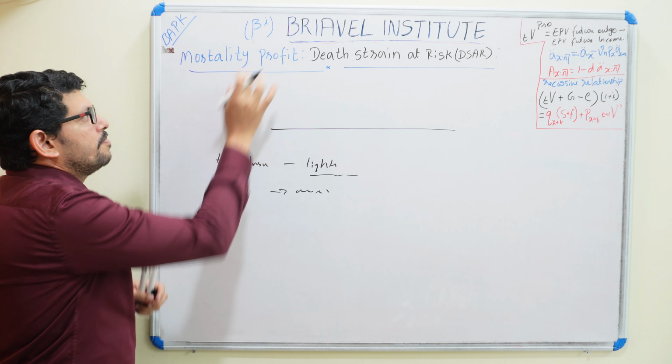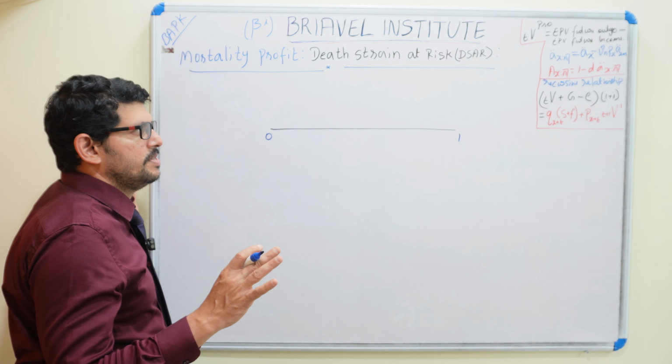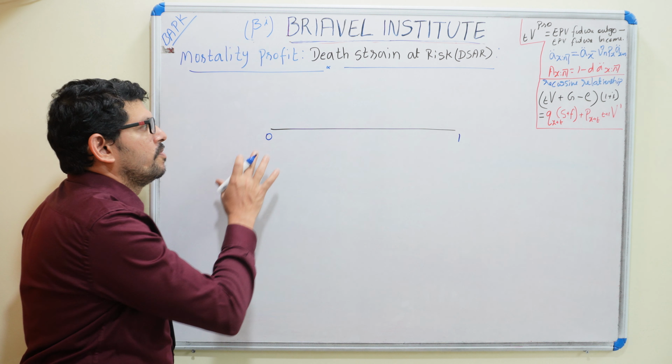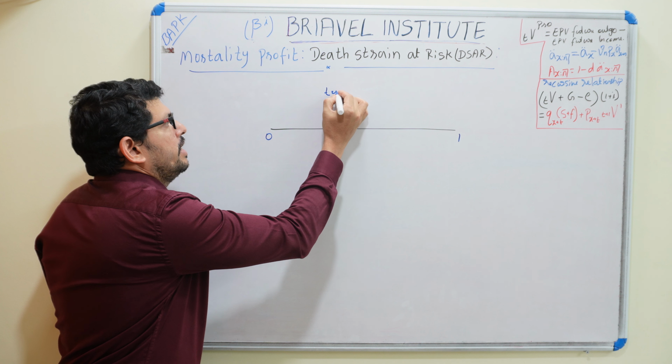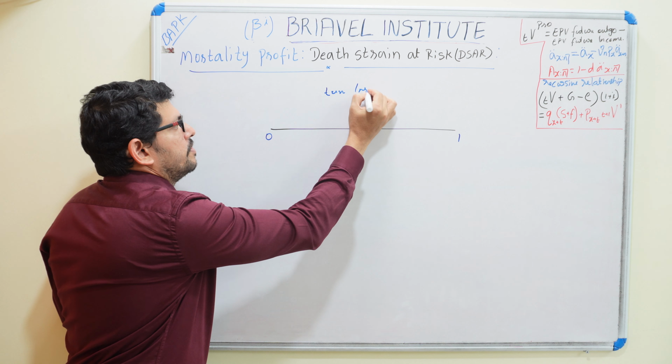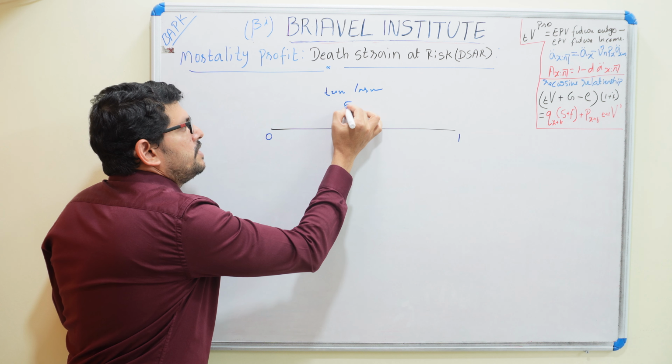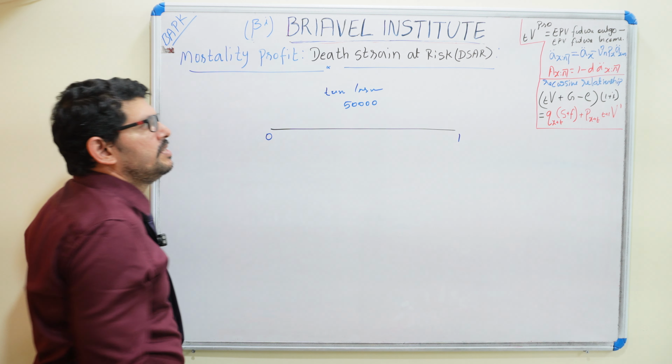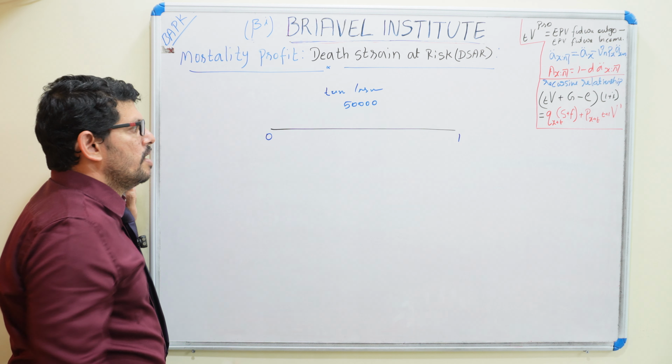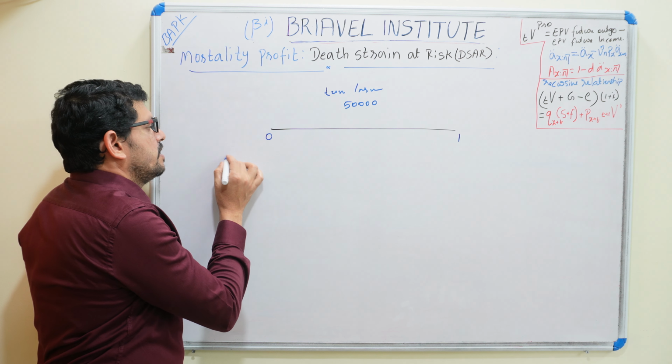For example, take a term assurance. A 1 year term assurance is issued, many policies for 1 year term assurance. My sum assured is 50,000. My expected deaths in the entire year is 10.